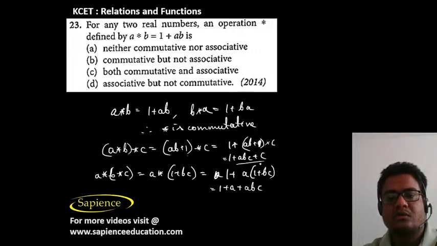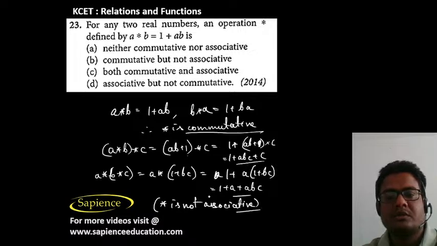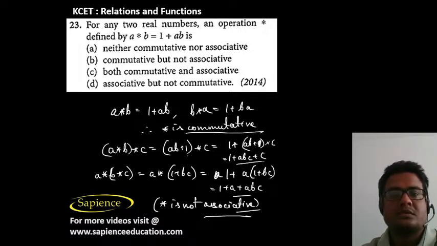So they are not always the same. If a and c are the same, then only they are the same. Therefore, the operation star is not associative. The operation star is commutative but not associative. Option B is the correct answer.